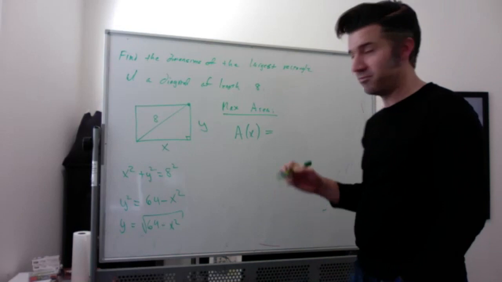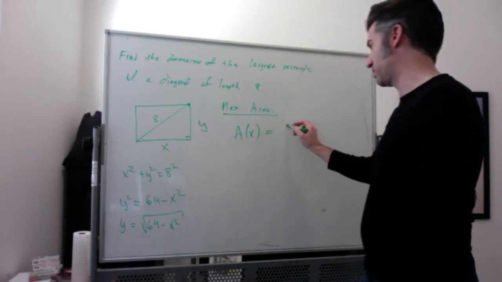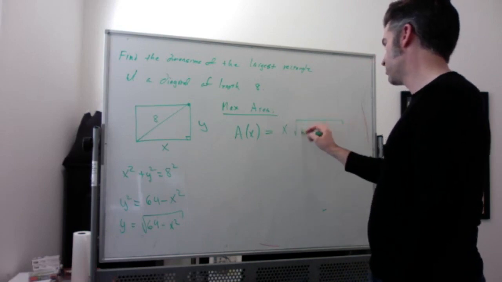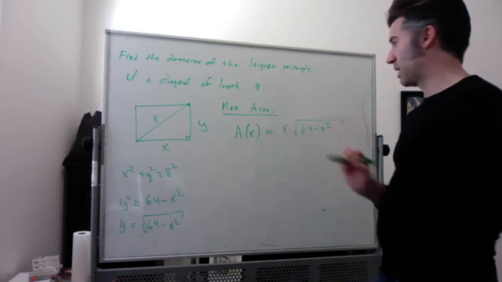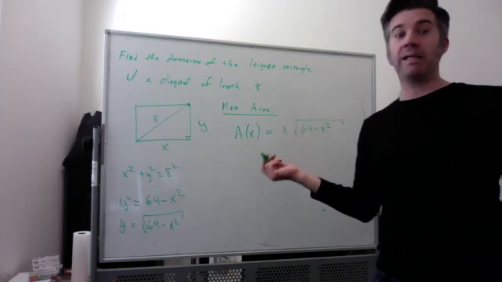So my area as a function of x. It was interesting. So the area here is going to be x times the square root of 64 minus x squared. And we want to minimize the area. Sorry, maximize the area.